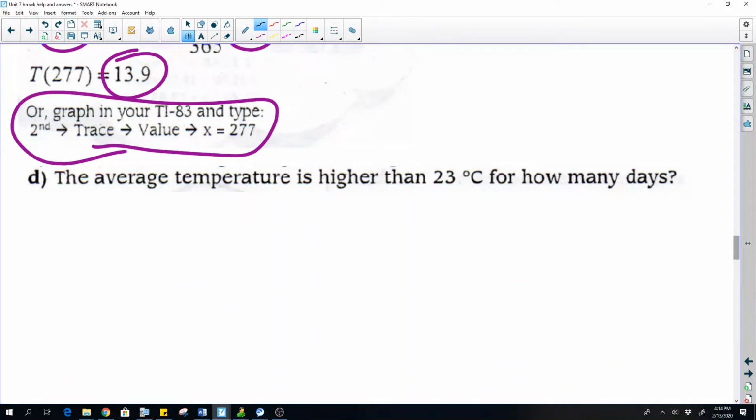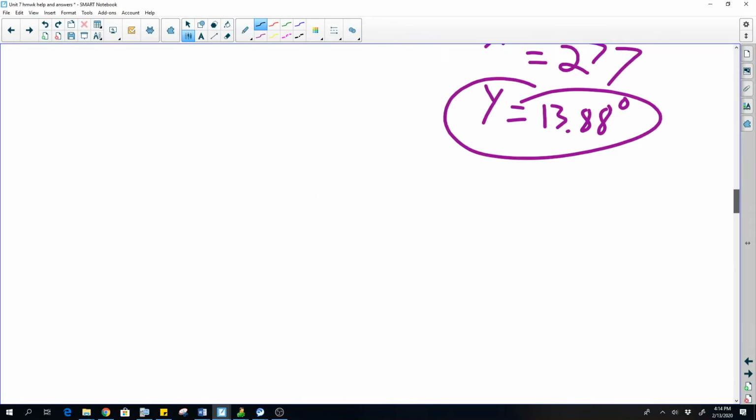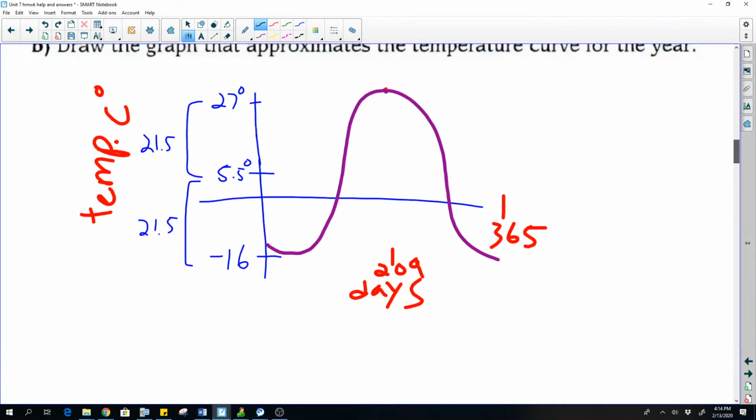Okay, the average temperature is higher than 23 degrees for how many days? So now we're looking for 23 degrees on our graph. 23 degrees is up here, so maybe about there. Let's take a look. 23 degrees is about here. So we're looking for how many days it was that hot during the summertime. We're basically looking for this region here, and how many days it was.